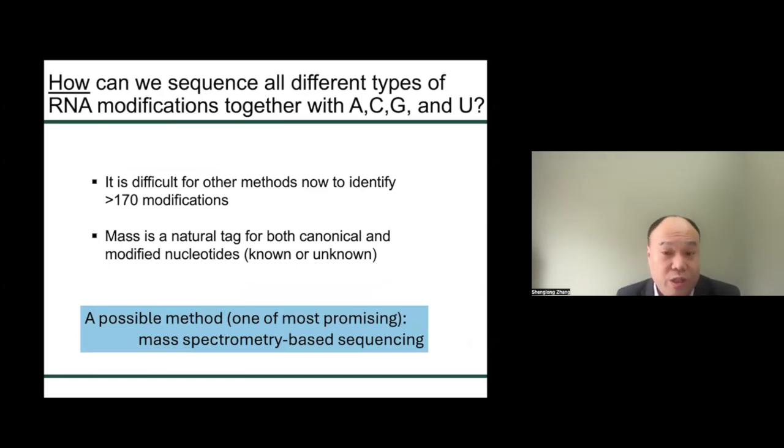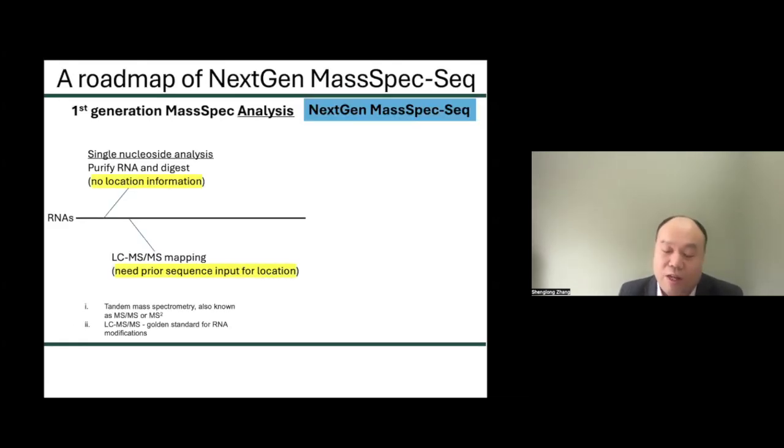Because for sequencing, we need to have a signature tag. In terms of tags, nothing's better than mass. Mass is a natural tag, both for canonical and modified nucleotides. It would be difficult for another method to determine all those RNA modification identities. You may be wondering how mass can be used to sequence RNA. In fact, conventional mass spectrometry even has difficulty sequencing RNA de novo.